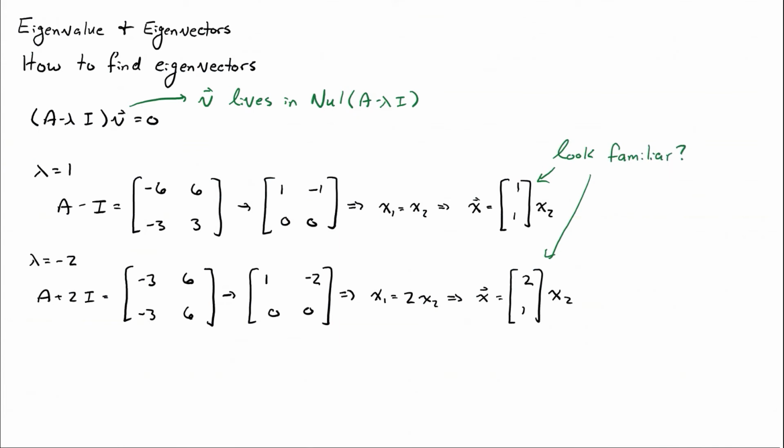One thing to notice is the free variable. Any scalar multiple of (2, 1) is also going to be an eigenvector with eigenvalue of -2. The span of (2, 1) is called the eigenspace of lambda equals -2.